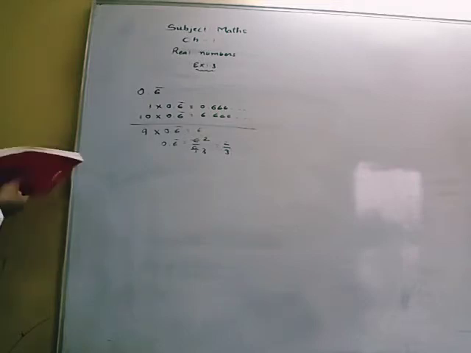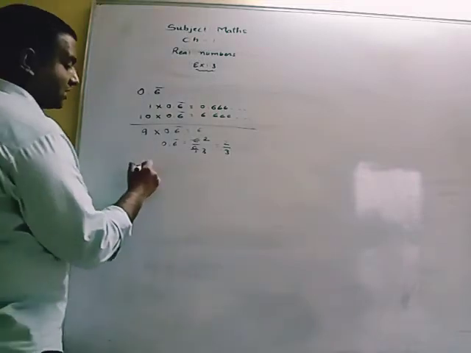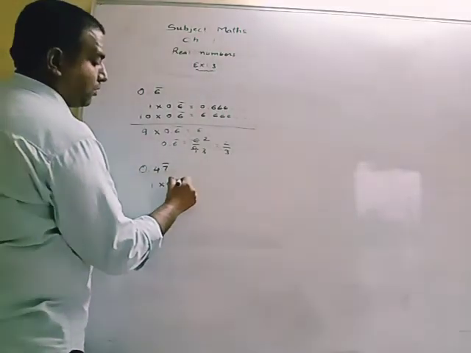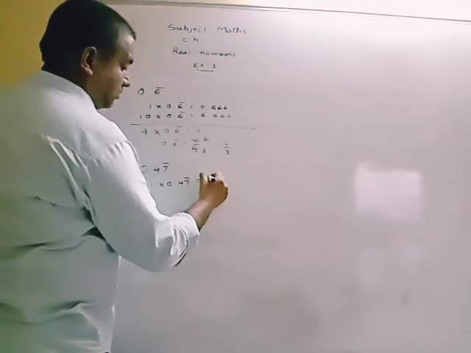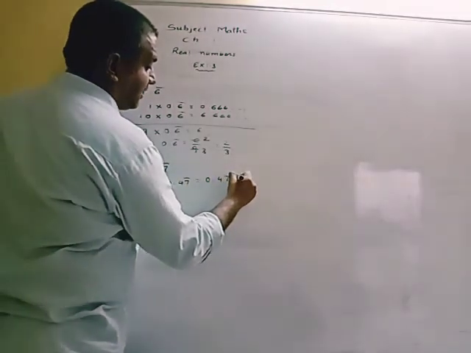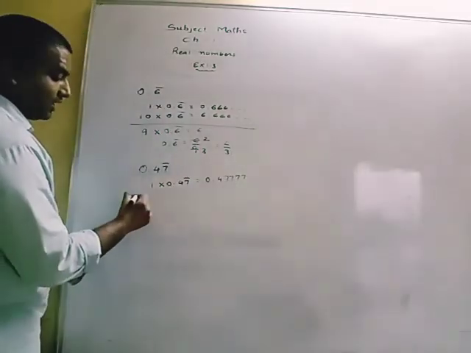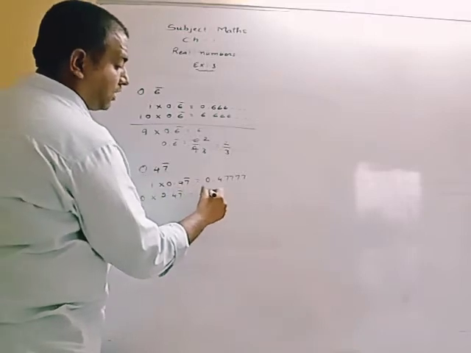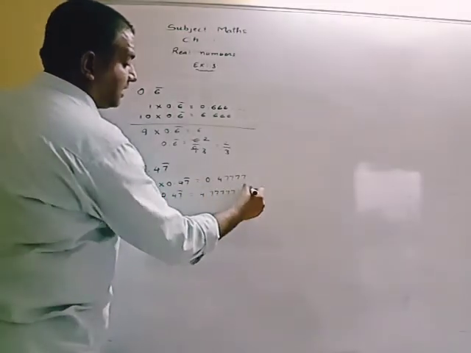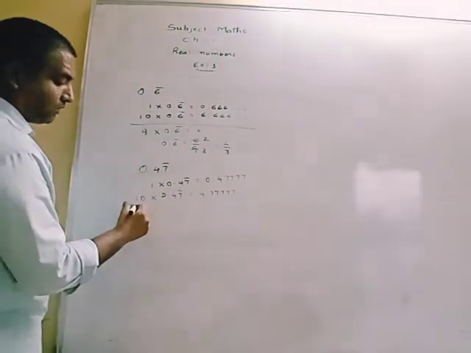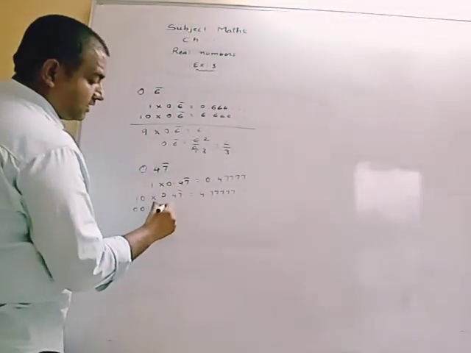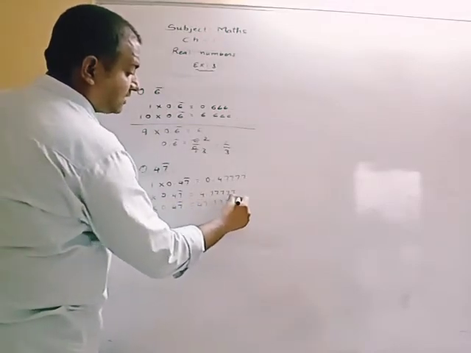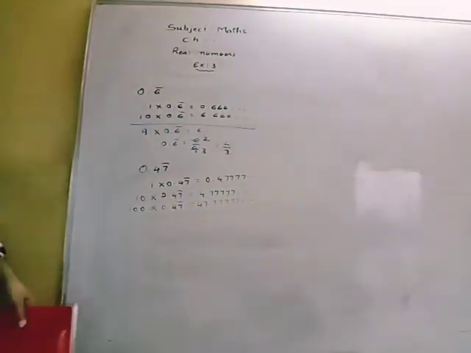One more question is given, 0.47 bar, where only 7 is repeating, so that can be written as 1 into 0.47 bar is equal to 0.4777 goes on. Now the first 4 is not repeating, so 10 into 0.47 bar is equal to 4.7777. Yet the decimal parts are not equal, so one more digit will move back and it will be 100 into 0.47 bar equals 47.77777. So now we subtract them.